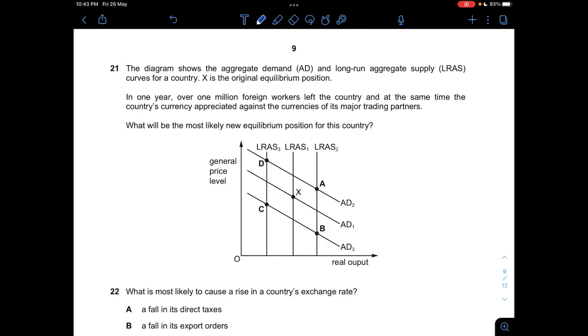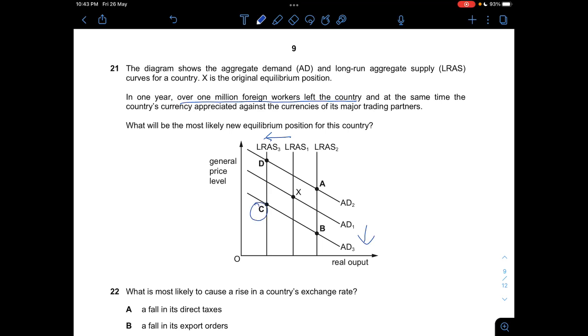For question 21, the diagram shows the aggregate demand and long-run aggregate supply curves for a country. X is the original equilibrium position. In 1 year, over 1 million foreign workers left the country, so the LRAS curve shifts to the left. At the same time, the country's currency appreciated against the currencies of its major trading partners. So the country's currency appreciated, which means there's a decrease in the general price level. So your AD curve will shift to the left, so the answer is C.